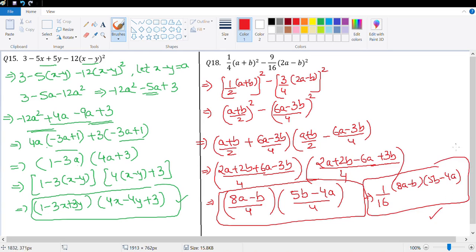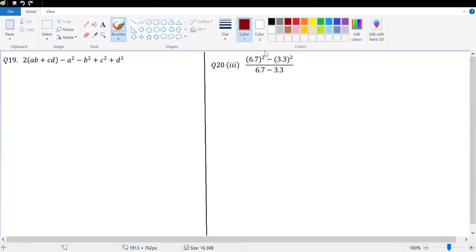You would get full marks if you write this. Again, you would need to write this as equal to the question, which is 1 by 4 something something something. That's the final answer that you will need to write. That brings me to the last couple of questions which were homework. That's question number 19. Let's open the bracket.